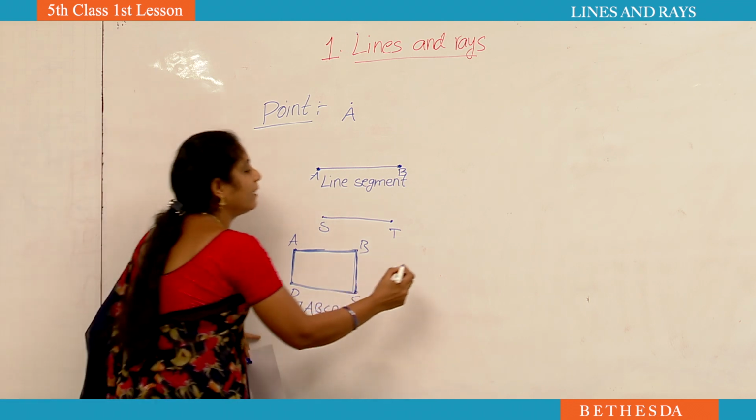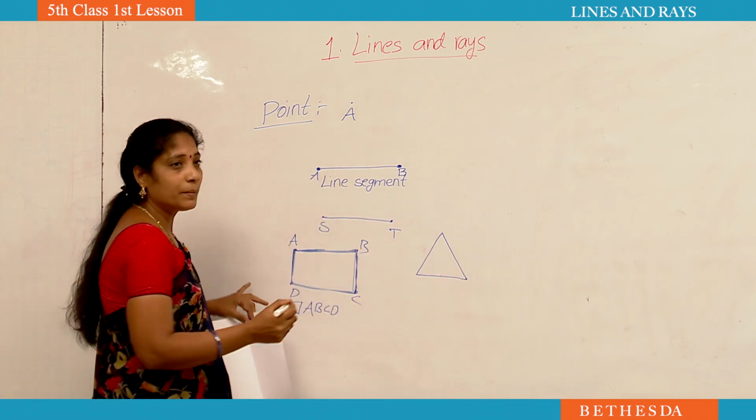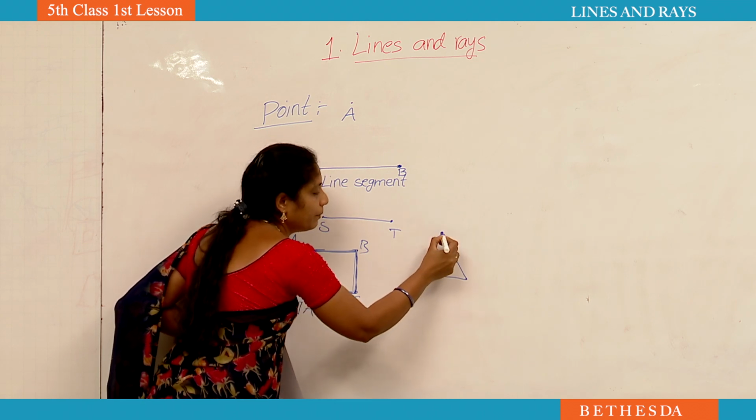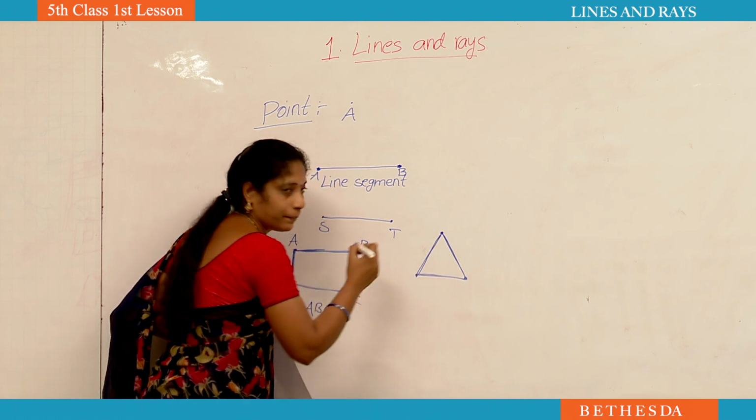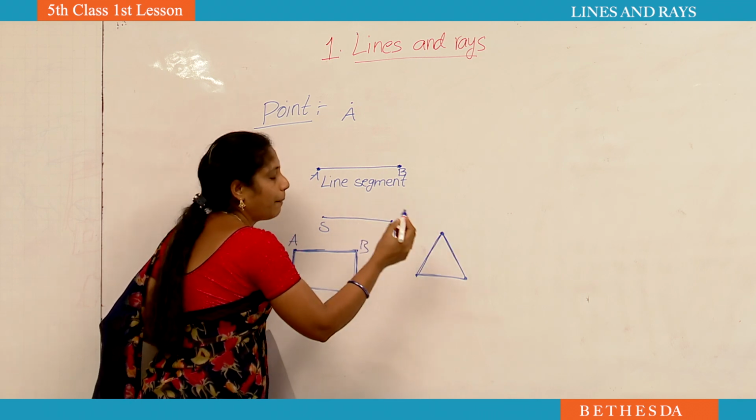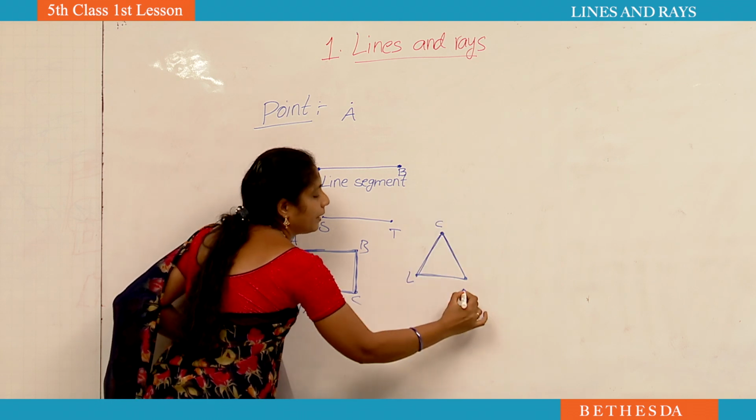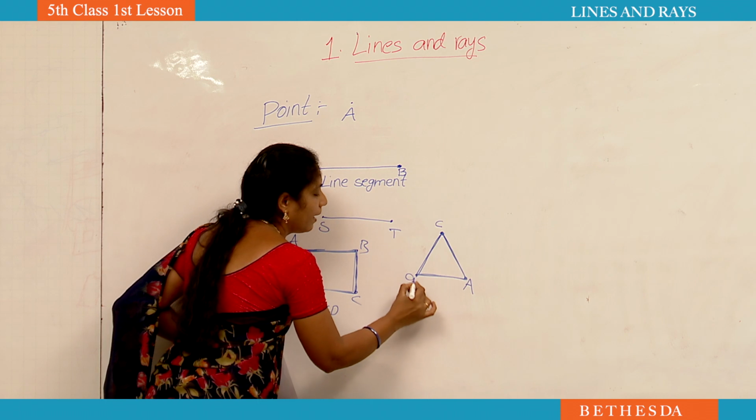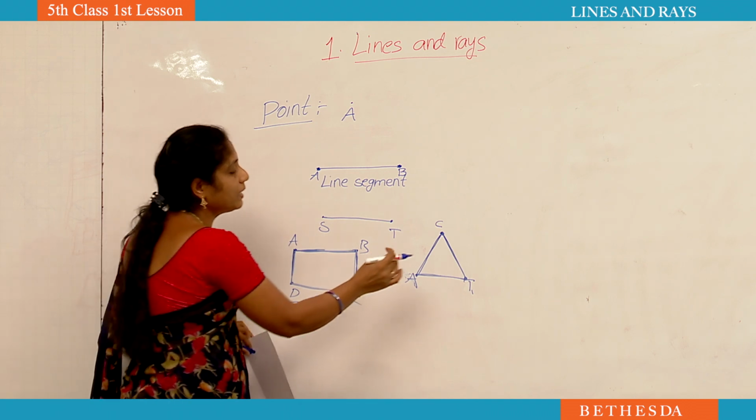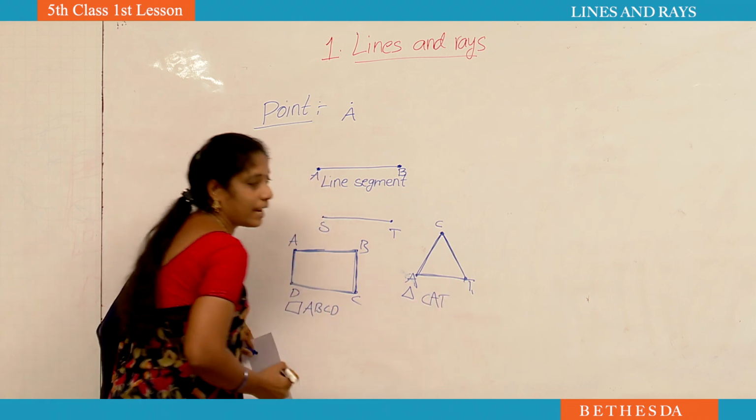Okay, now if you take the triangle, see here, it is made up of 3 line segments. From here to here is 1 line segment, from here to here is 2, and from here to here is 3. These are the 3 line segments. For a point we have to give capital letters only. Yes, you can give C, L, A, or otherwise C, A, T. Like that we have to give. Now what is the name of this triangle? Triangle CAT.